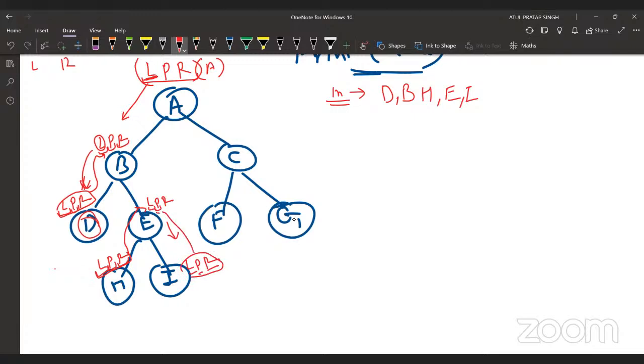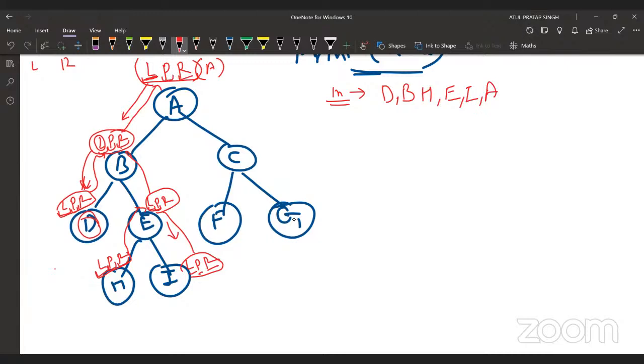Now we will move back. So this whole part is completed. Now we'll move back. Now all steps of this part are completed. Now we will move back to the root node. So the second step is P, that is, A is printed.